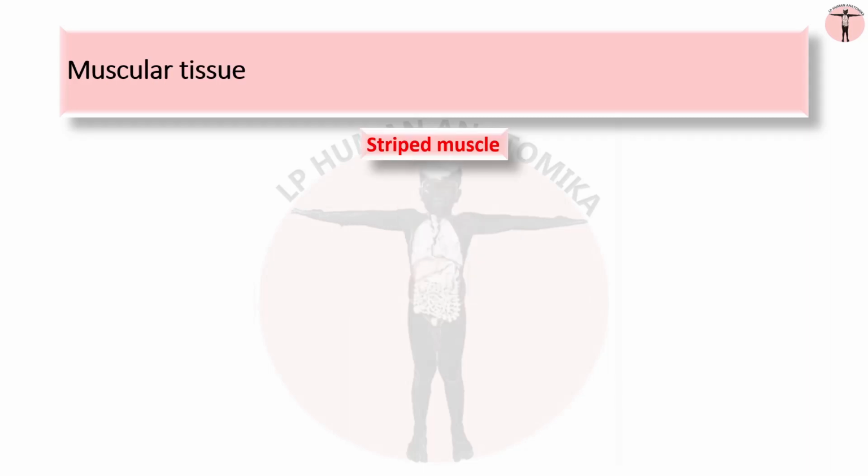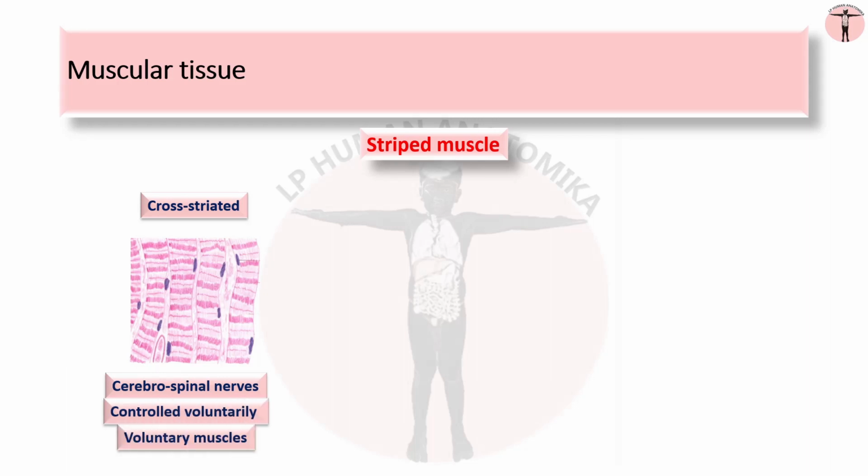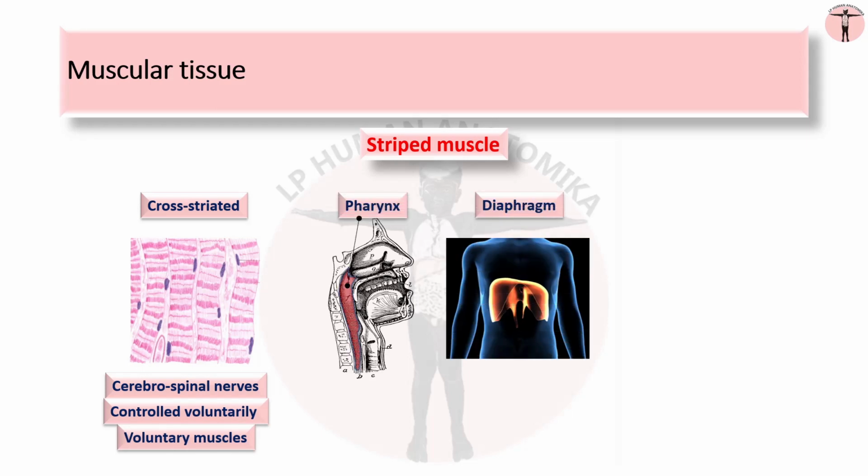Striated muscles are cross-striated in appearance under the microscope, supplied by cerebrospinal nerves, and are usually controlled voluntarily. Hence, they are termed voluntary muscles. But the muscles of the pharynx and the diaphragm are striped in structure, but their actions are not strictly under voluntary control, but are involuntary.